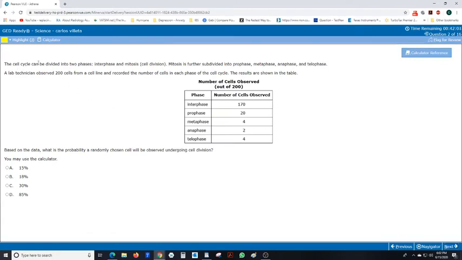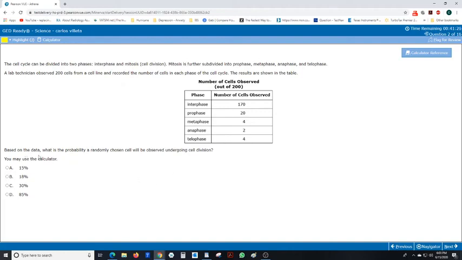Okay, the cell cycle can be divided into 2 phases, interphase and mitosis, which is cell division. Mitosis is further subdivided into prophase, metaphase, anaphase, and telophase. A lab technician observed 200 cells from a cell line and recorded the number of cells in each phase of the cell line. The results are shown in this table. So, all right, let's take a look at this. In each one of these phases, so this is all the phases of mitosis, the lab technician observed this number of cells in each phase, okay?